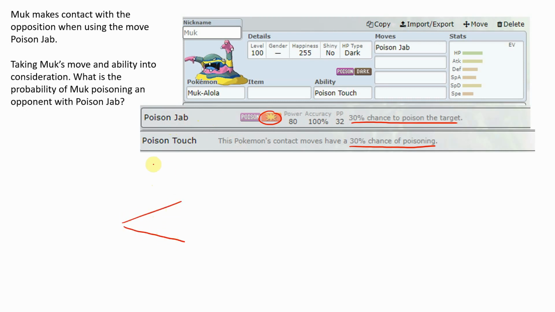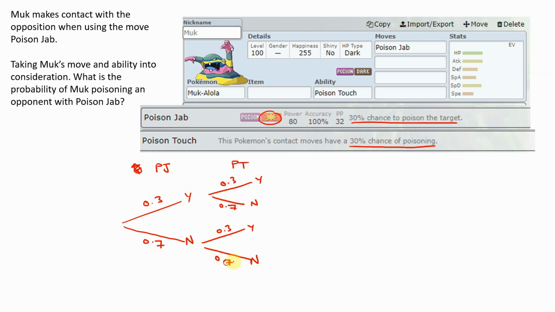So I'm not going to have a D there. I'm going to have Poison Jab and Poison Touch. And this is going to be yes to poison and no to poison. Yes, no, yes, no. So the probability of it poisoning through Poison Jab is going to be 30%, so 0.3. And again, it's 30% for Poison Touch.